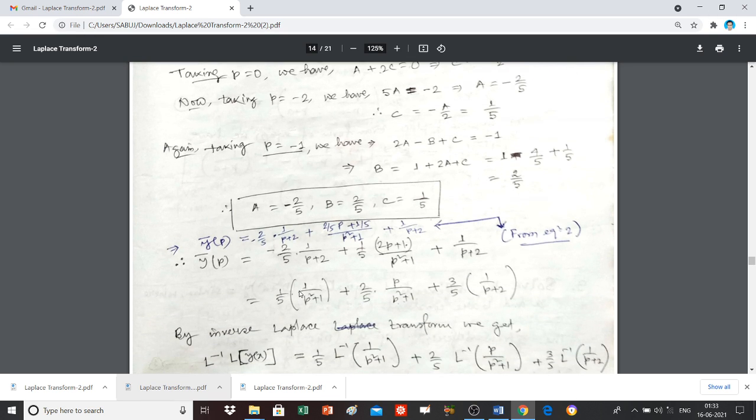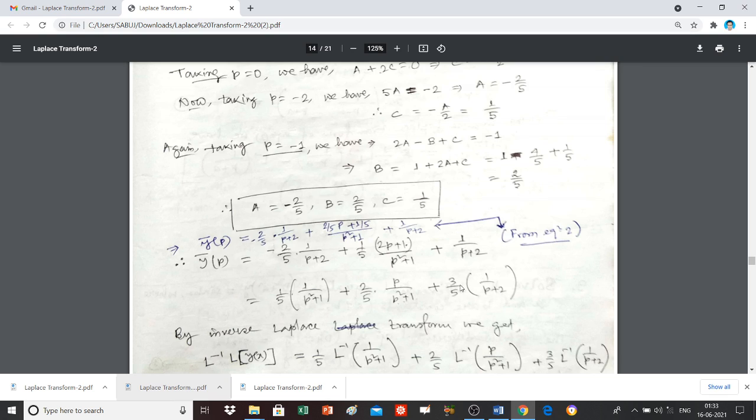So it is minus 2 by 5 into 1 by p plus 2, and plus 1 by p plus 2. Just simplify these two terms, and that will give you 3 by 5 into 1 by p plus 2. That is here.